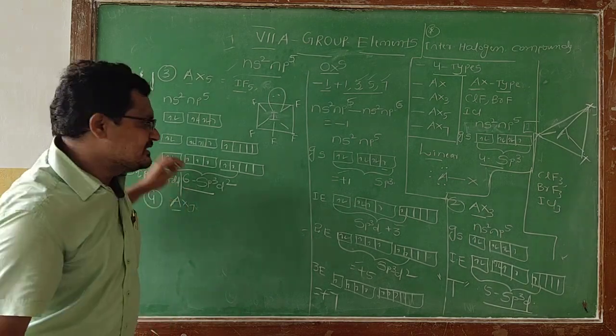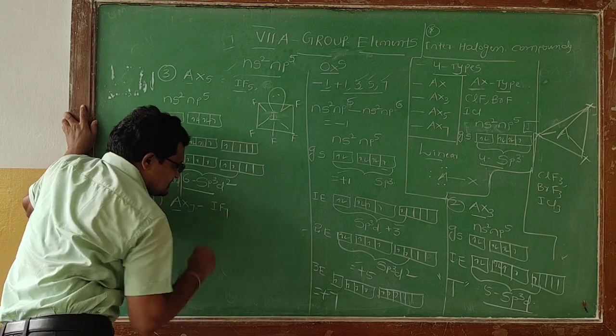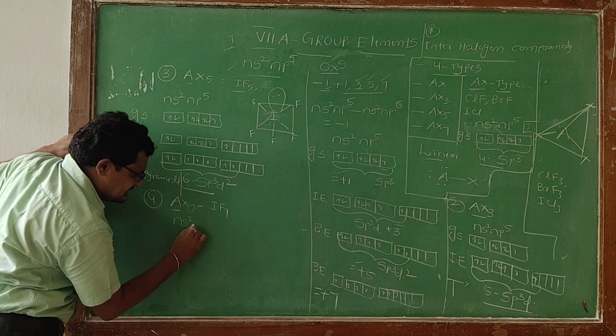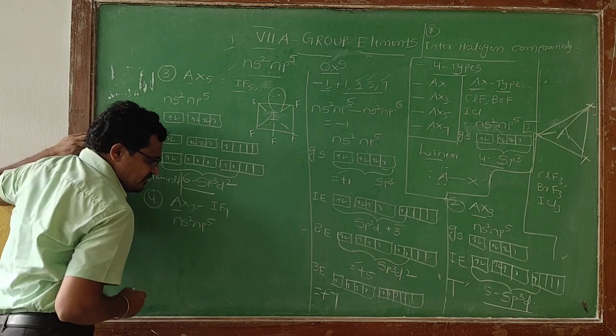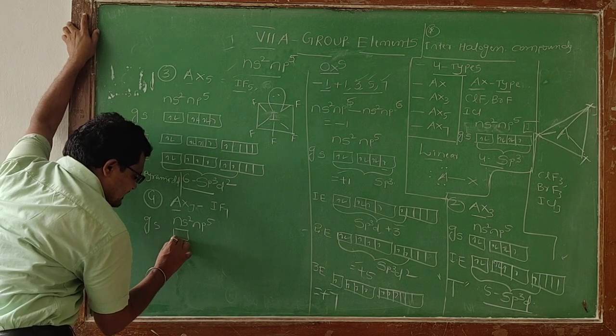The best example is IF7. So now let us see what happened. Its electronic configuration is ns2 np5. Now here, the ground state. In the ground state, what happened?